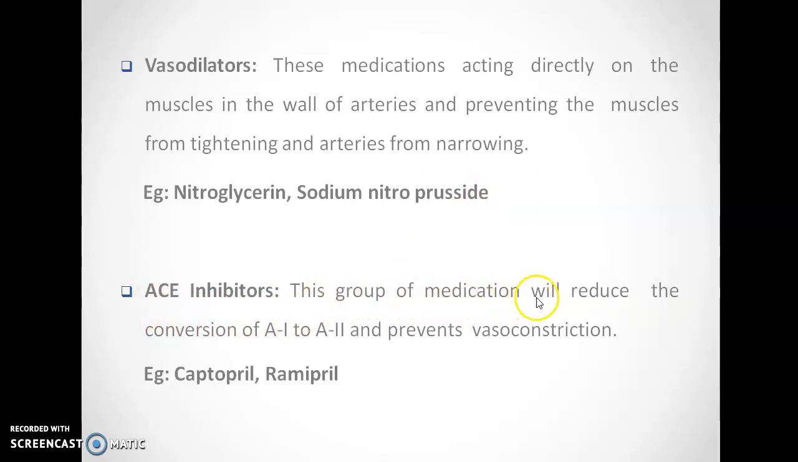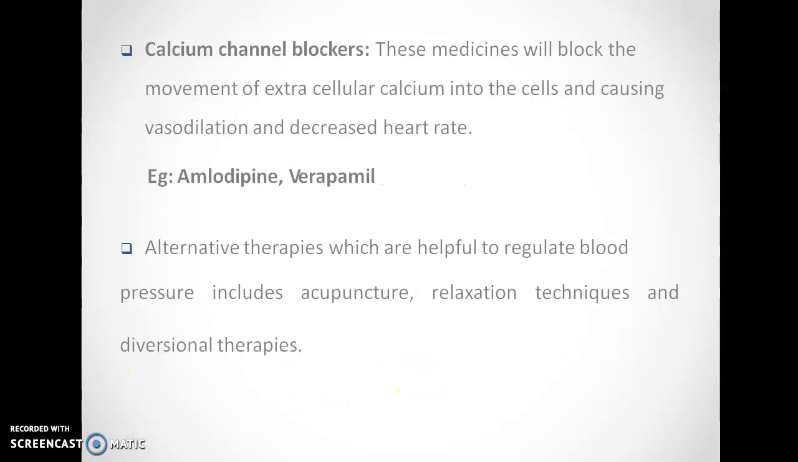Next are ACE inhibitors. This group of medications will reduce the conversion of angiotensin 1 to angiotensin 2 and prevent vasoconstriction. Example captopril, ramipril. Calcium channel blockers. These medicines will block the movement of extracellular calcium into the cells, causing vasodilation and decreased heart rate. Example, amlodipine and verapamil. Alternative therapies which are helpful to regulate blood pressure include acupuncture, relaxation techniques and diversional therapies.